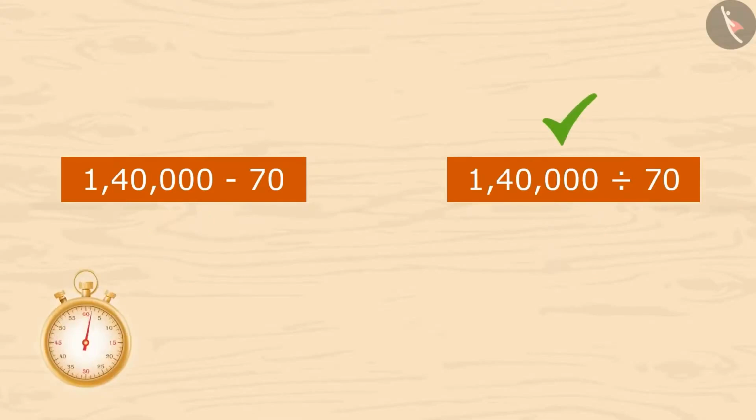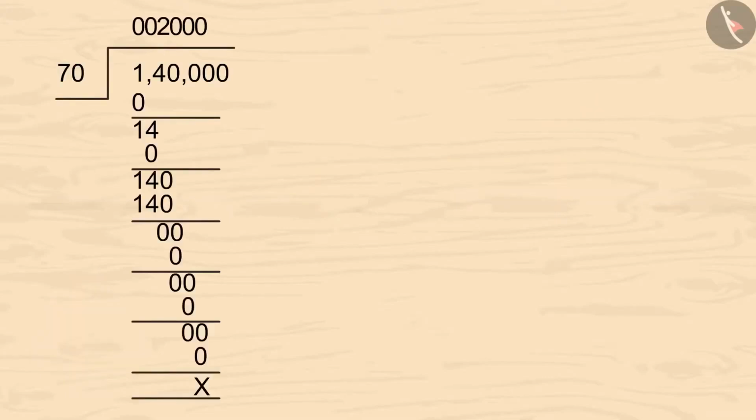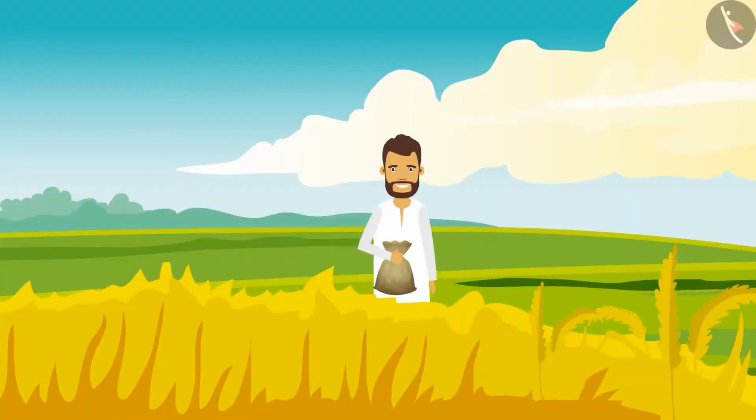Kids, you can pause the video and calculate it. On dividing 1,40,000 by 70, we get 2,000. So Kareem had sold 2,000 kilograms of pulses in these 3 months. Now let's see how much profit Kareem has gained. Kids, you can pause the video and calculate it.